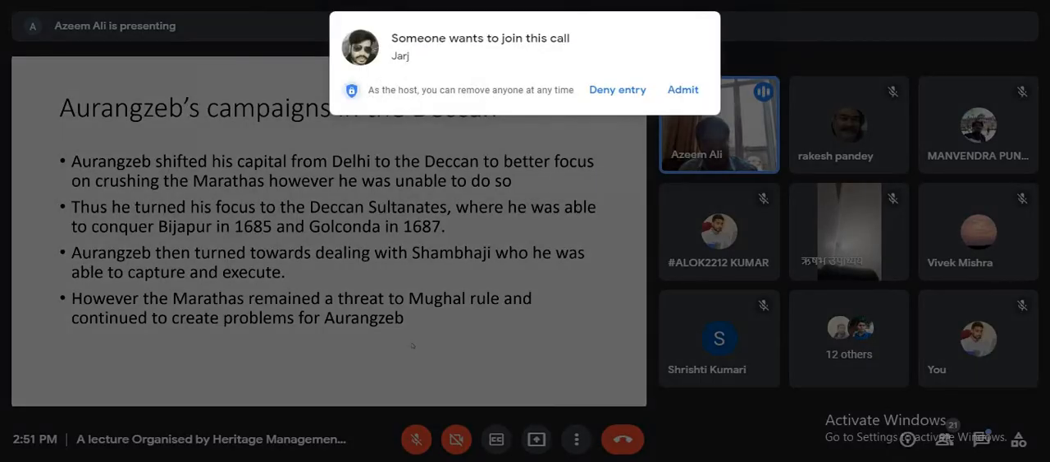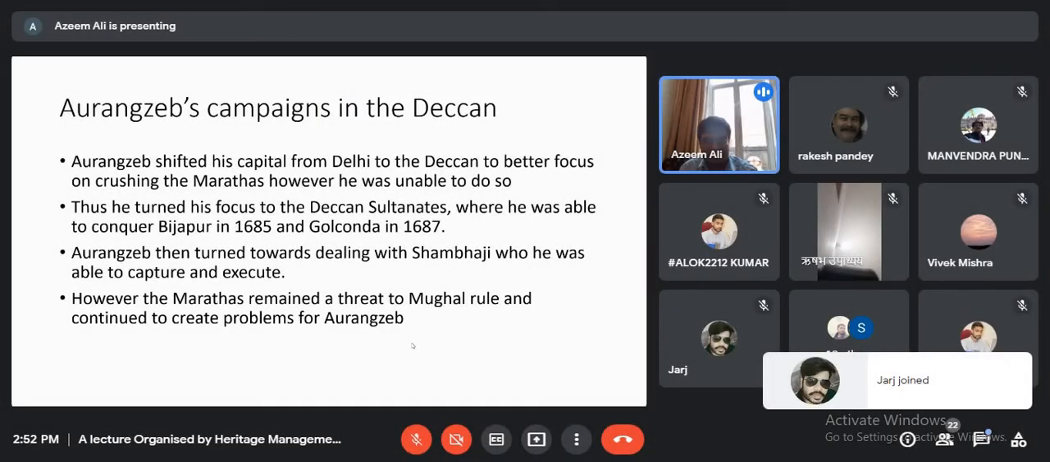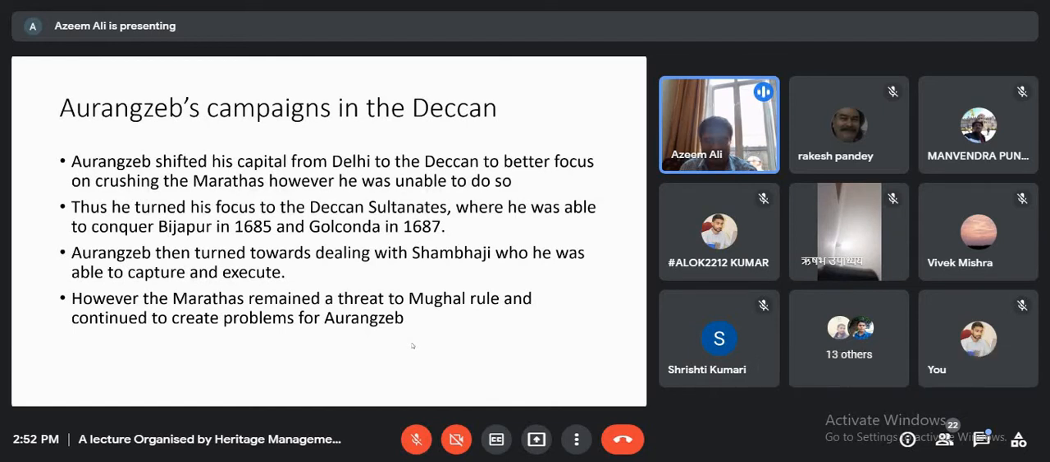And to deal with the threat of the Marathas, Aurangzeb shifted his capital from Delhi to the Deccan, but he was unable to do so initially. And he turned his focus to the remaining Deccan sultanates. So he conquered Bijapur in 1685 and Golconda in 1687. And then after conquering these places, Aurangzeb resumed his focus on the Marathas, where he dealt with Shambhaji, who he was able to capture and execute.